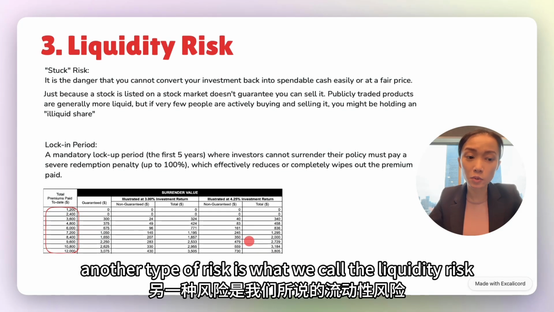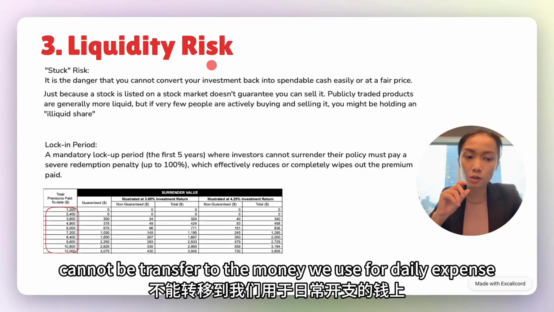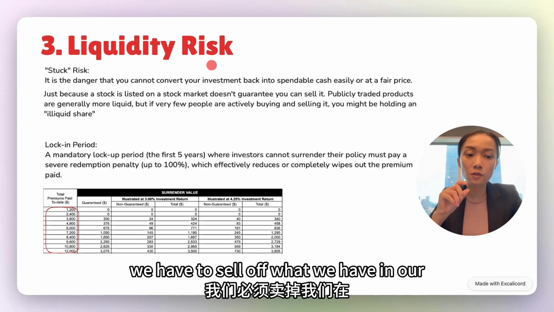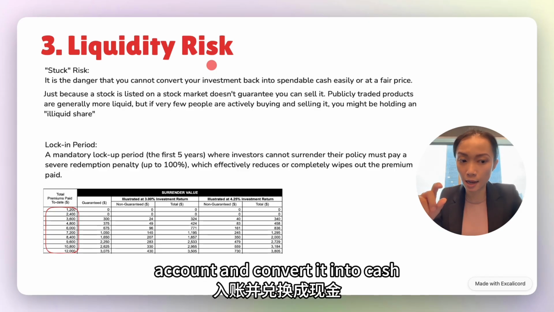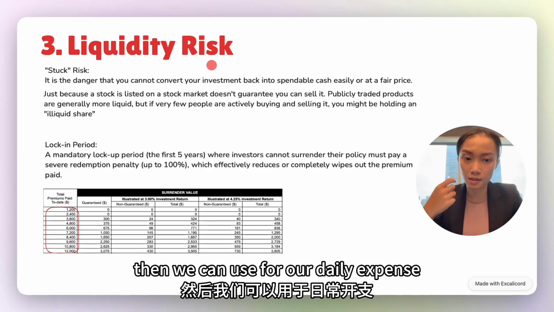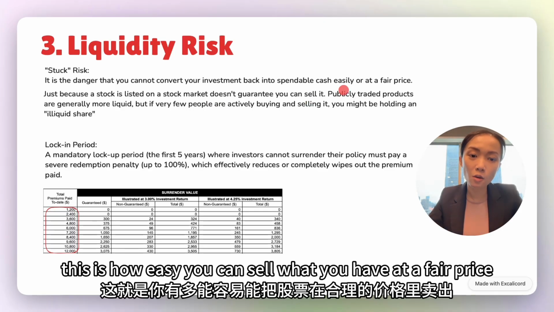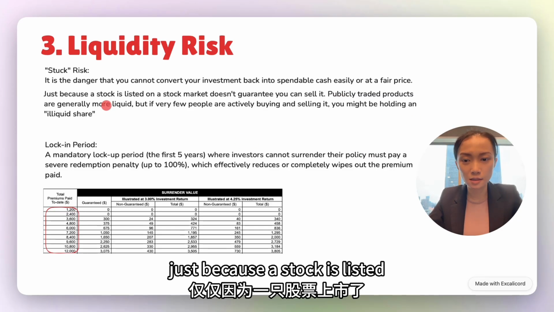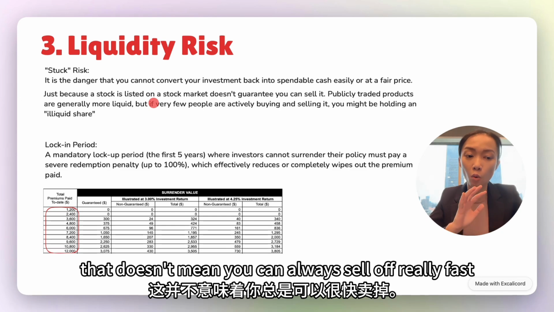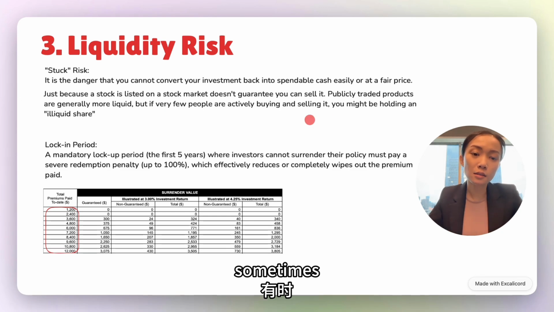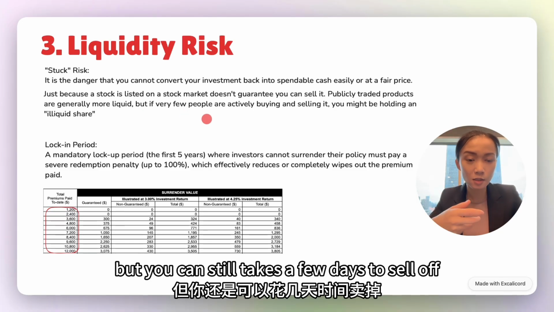Now, another type of risk is what we call the liquidity risk. The stock price cannot be transferred to the money we use for daily expense. We have to sell off what we have in our account and convert that into cash. Then we can use it for our daily expense. So this is how easily you can sell what you have at a fair price. Just because a stock is listed, that doesn't mean you can always sell off really fast. Sometimes even if it's popularly traded, you can still take a few days to sell off.